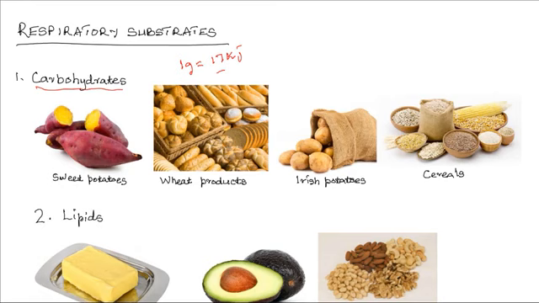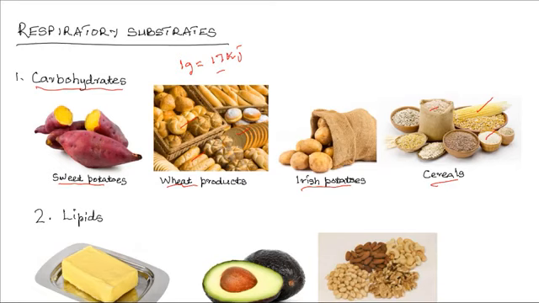Carbohydrates are richly found in food substances such as sweet potatoes, wheat products such as bread, scones and all the others, Irish potatoes, and cereals such as maize, rice, wheat, and all the other cereals.